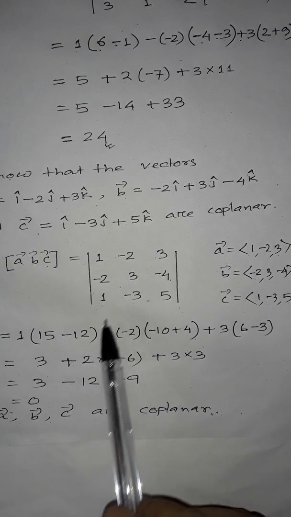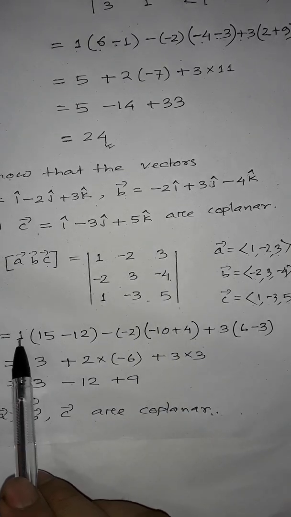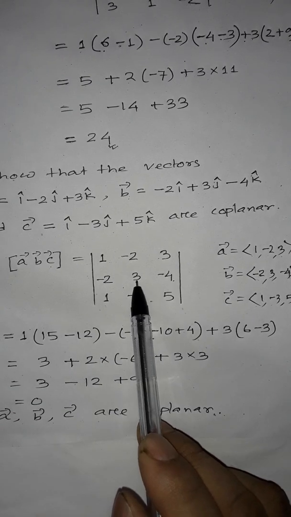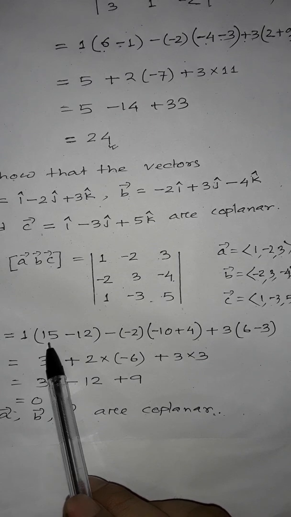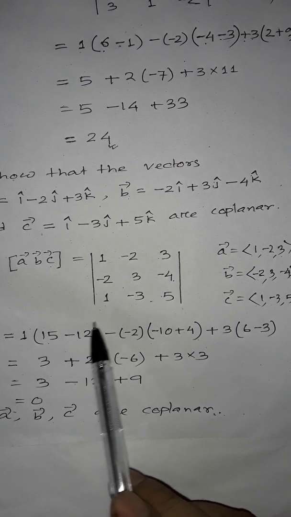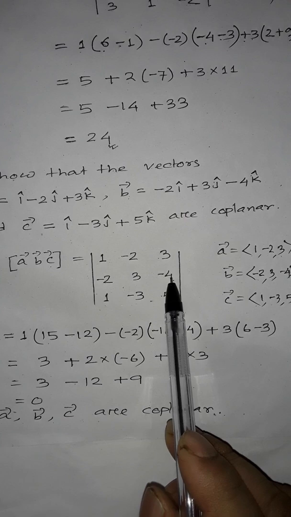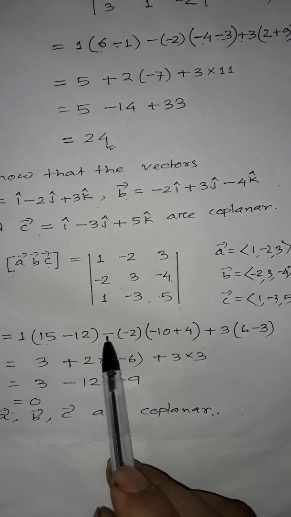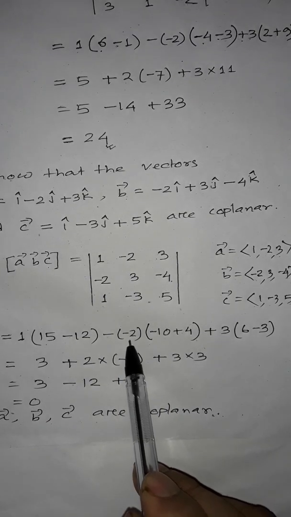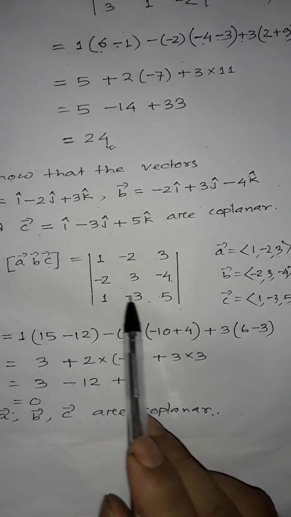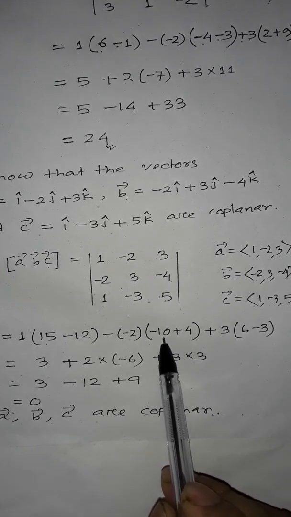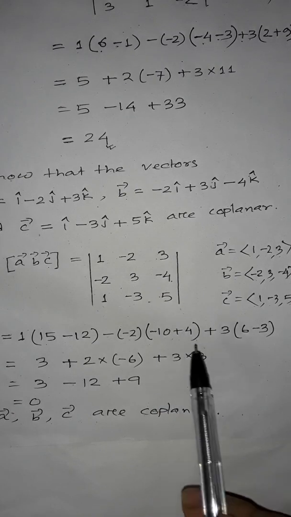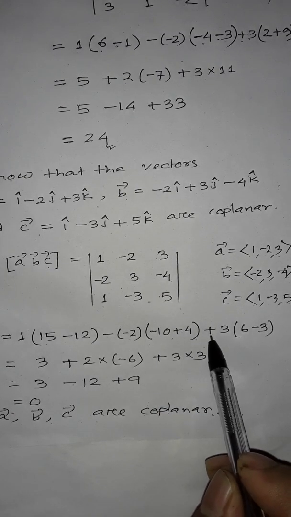Now you expand the determinant along the first row. 1 whole into 3 into 5 is 15, minus 3 into minus 4 is 12. So minus 12. Minus, this is a permanent minus sign, minus 2 whole into minus 2 into 5, minus 10, minus 1 into minus 4 is minus 4. Minus becomes plus 4. This is plus always.